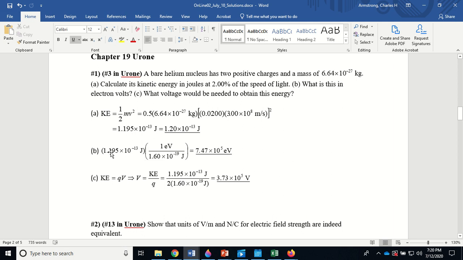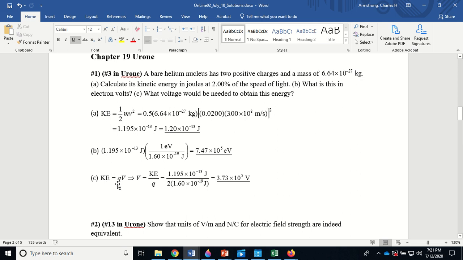I guess what you're supposed to do is use all the significant digits and then round it off at the end. So we used all the significant digits here times 10 to the minus 13. We've got 1 electron volt per 1.6 times 10 to the minus 19 joules. So joules would cancel, and we'll be left with electron volts. So this would be 7.47 times 10 to the 5th electron volts, more in the range of numbers we're kind of used to. And then what voltage would be needed to obtain this energy?